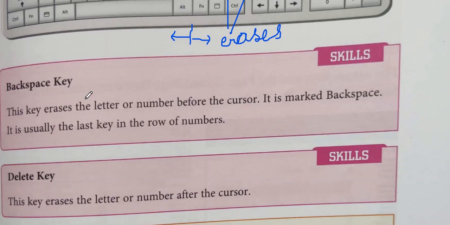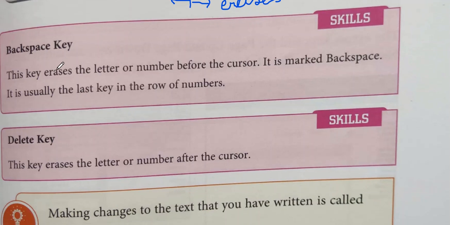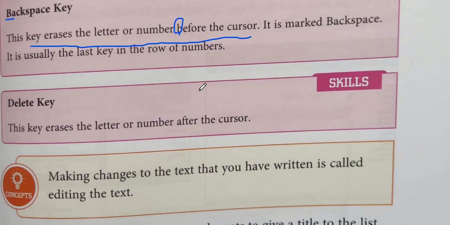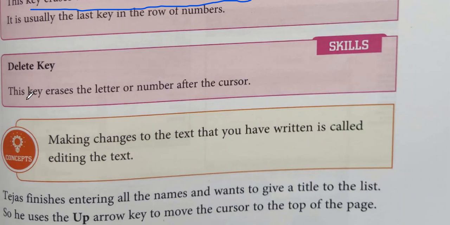So please underline the lines. Backspace key, this key erases the letter or number before the cursor. B for backspace and B for before. It is marked backspace. It is usually the last key in the rows of numbers. Then delete key. This key erases the letter or number after the cursor.